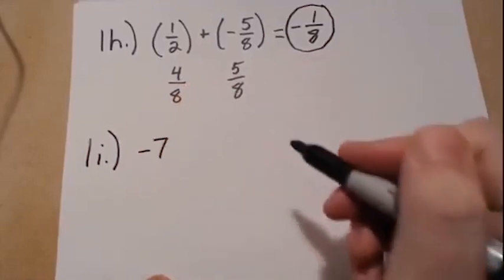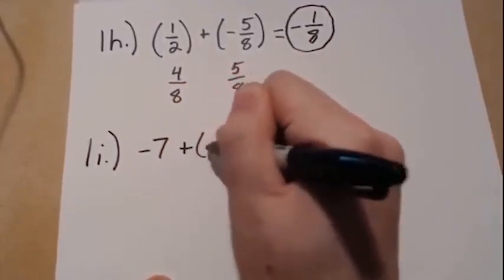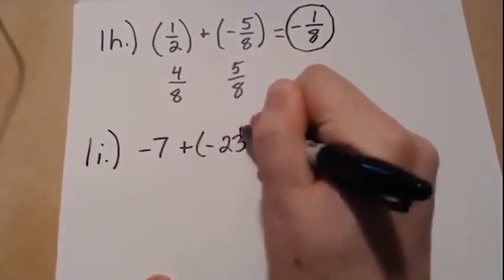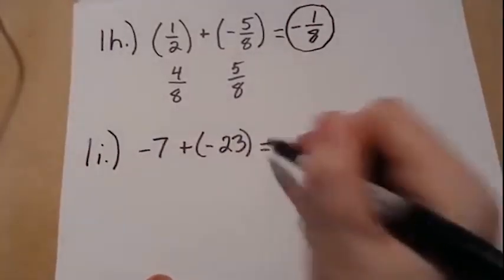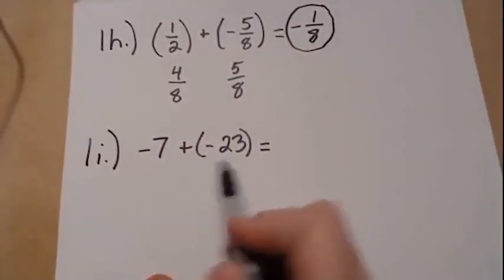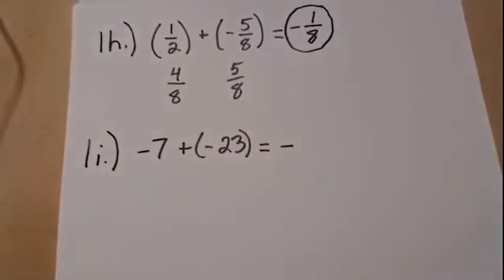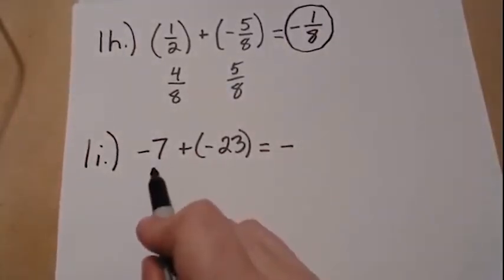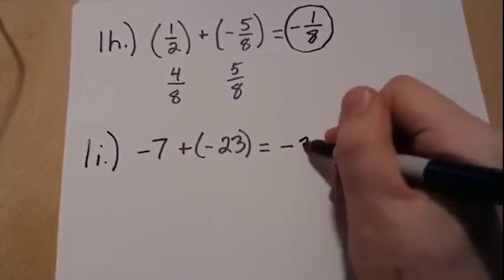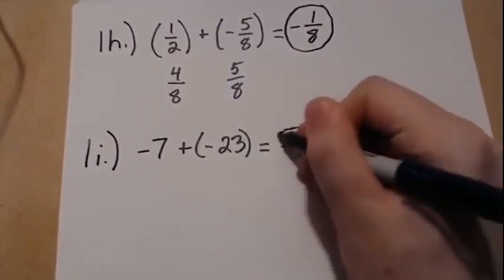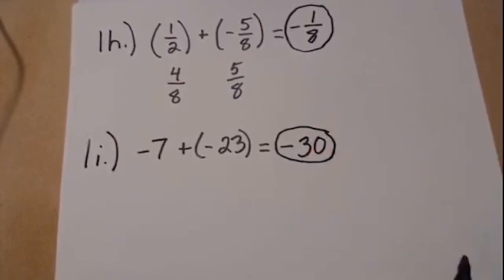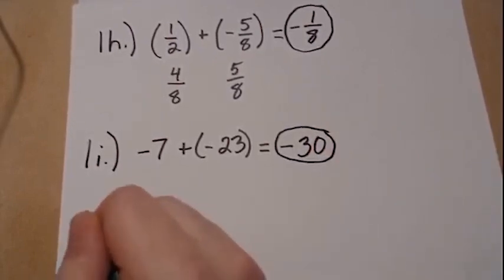Negative 7 plus negative 23. We're adding numbers with the same sign, negative, so our answer is negative. The absolute values are 7 and 23, and when we add those, we get 30. So negative 30 is our answer for 1I.